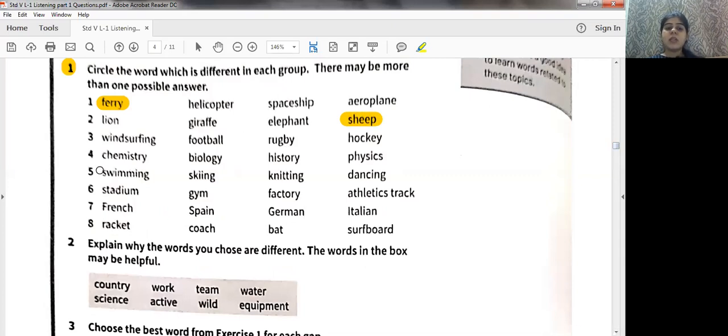Third, windsurfing, football, rugby and hockey. Okay, I'll give you the hint. These are all the names of games. Okay, all are games. Now you will be thinking, Miss, when all are games, what is the odd man out? The odd man out is football, rugby, and hockey.